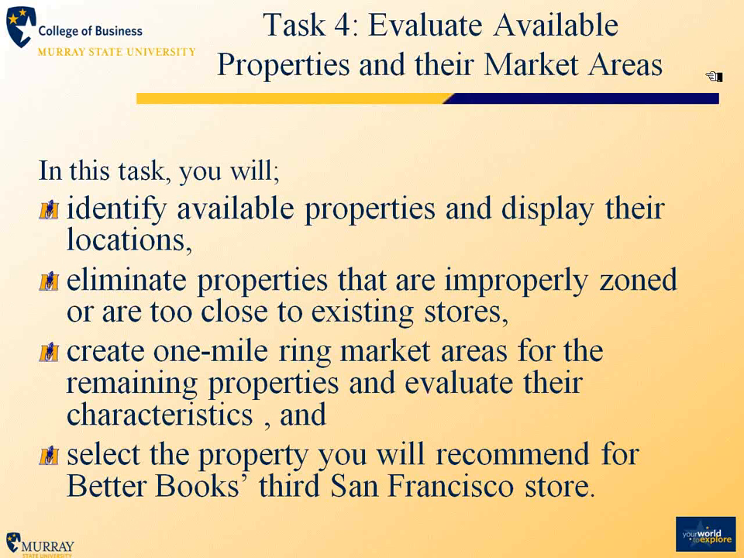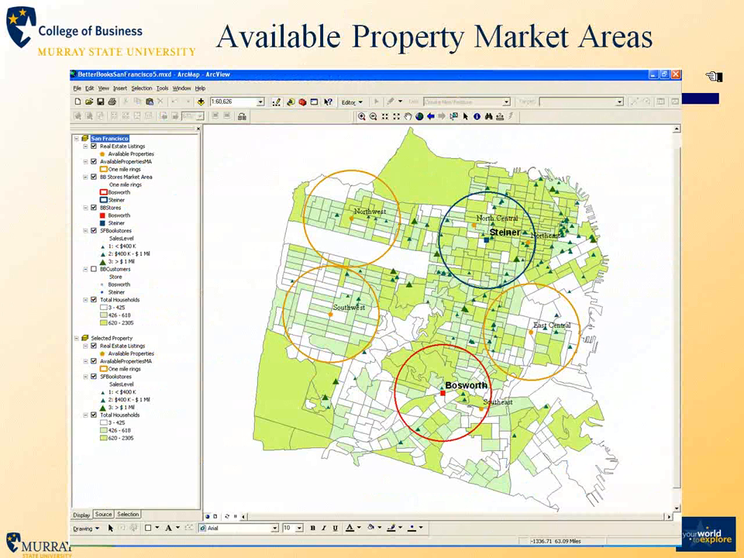You will now, after having decided which store is going to be your model store, turn your attention to the ones that are available, the properties that are there and open for you to acquire and use as a site for your 3rd store. So you'll identify those properties and their locations. You will eliminate from consideration those that are zoned improperly or are too close to existing stores and therefore would cannibalize sales. And then you will create 1-mile rings around those stores because you don't have any customer data for them, and select the property that you would recommend for the 3rd store.